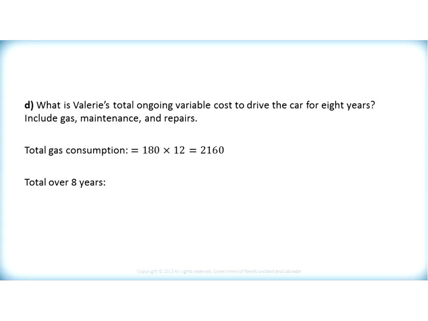So the total over 8 years for everything would be the $2,160 a year for gas times the 8 years, plus roughly $320 a year in maintenance times the 8 years of ownership. And finally, she should expect to spend $2,350 in repairs on the car. So we add them together, and that equals $22,190. So what that means is over the course of 8 years, she should expect about $22,000 in variable costs in relation to the car.